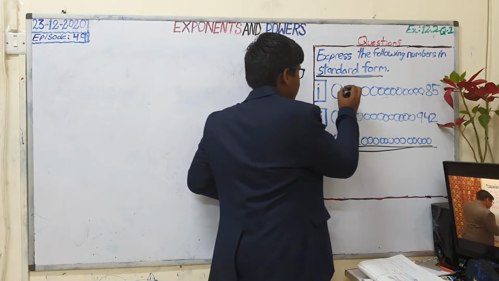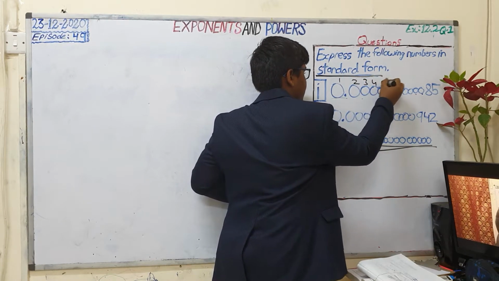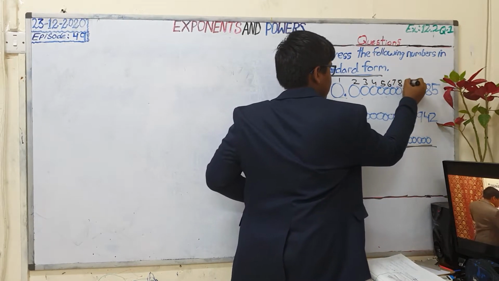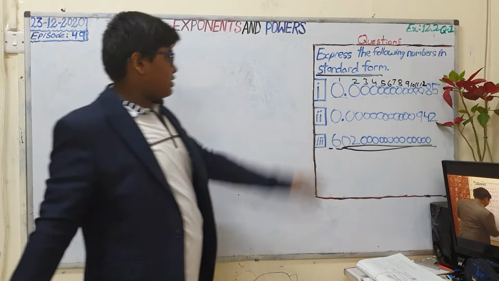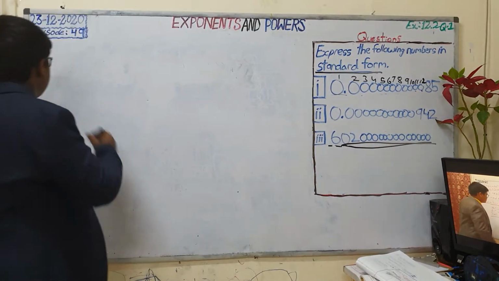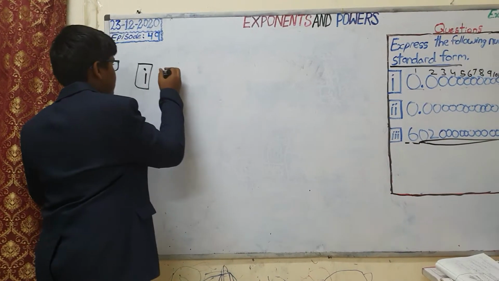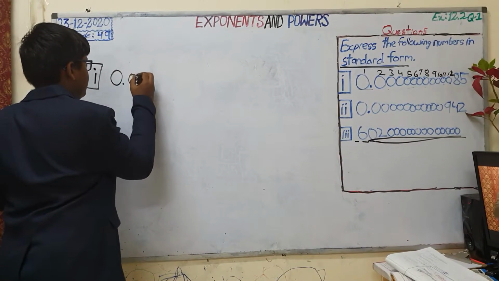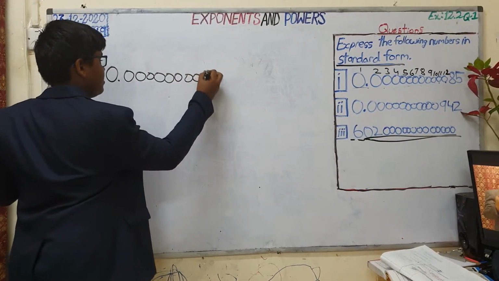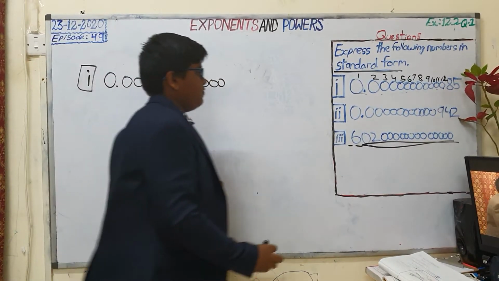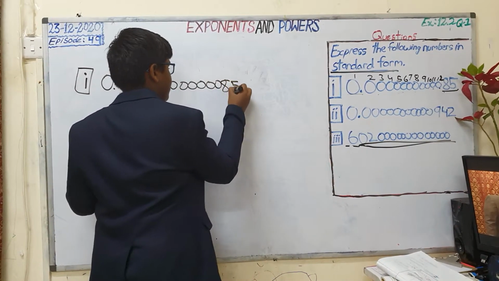So the first question is 0.0 1. We will count all the zeros: 1 2 3 4 5 6 7 8 9 10 11 12. So we have 12 zeros in the first question. So let's write the first question: 0.0 2 3 4 5 6 7 8 9 10 11 12. Then in the last we have two numbers, which are 8 and 5.